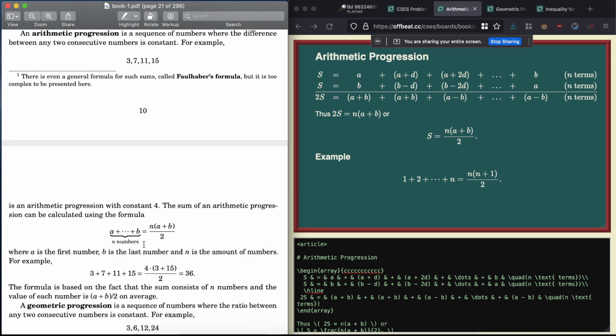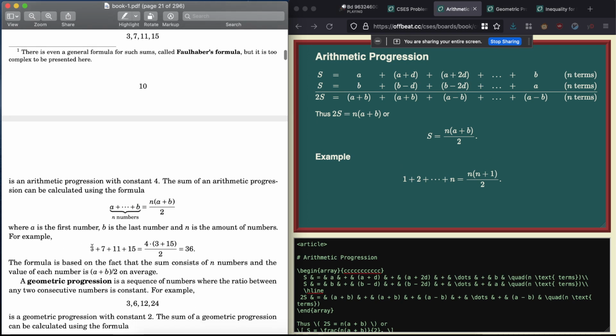There's a nice interpretation of this formula, and the interpretation is that the average of all these numbers is a plus b by 2, which is the same thing as the mean of the first number and the last number. So if you multiply that average with n, we will get the total sum.